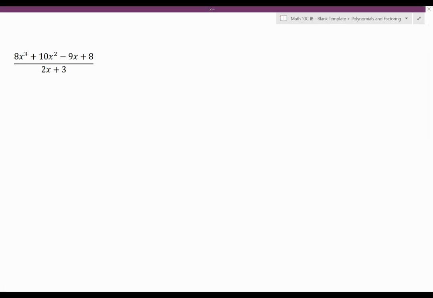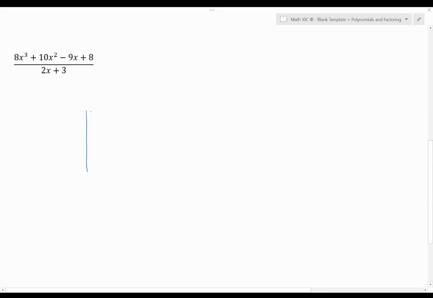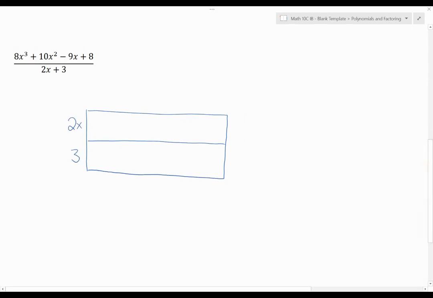I like it because it doesn't end up using as much space on the page, but essentially, I'm going to use boxes. Along the left-hand side of these boxes, I'm going to put the terms of my dividend, so 2x and 3. So in this case, I need 2 rows because I have 2 terms in my dividend. If I had 3 terms in my dividend, I would need 3 rows. We're not going to ask you to do that very often, but it could happen.